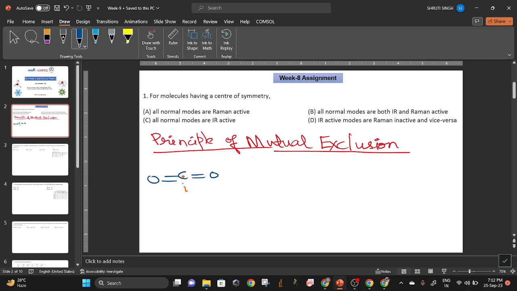The dipole moment of that molecule should change. Dipole moment change for IR spectroscopy. Yes, ma'am.